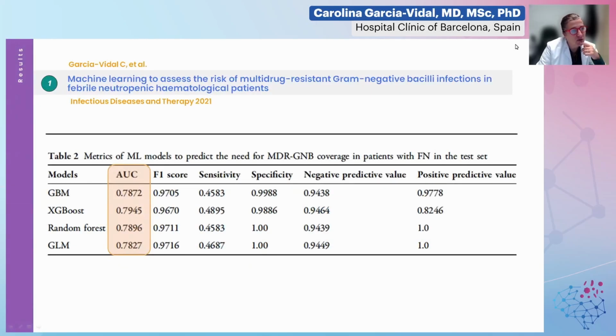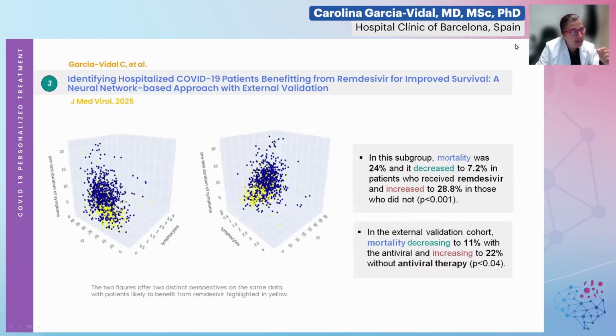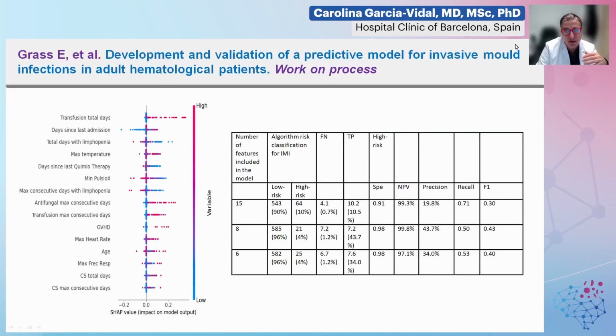In this study, also using supervised artificial intelligence, we were able to predict with 80% accuracy which patients at the onset of fever are going to have multi-drug resistant infections. Or, for example, in this specific study using neural networks, we were able to decide for these COVID patients what the expected mortality is if we use this antiviral or not. So as you can imagine, the power of these predictions is much higher compared with all the other predictions that we have done before.